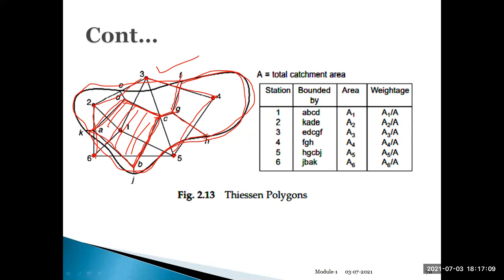This is a typical example of a Thiessen polygon, how it looks. You have polygons, say like 1, 2, 3, which represent your stations, and A, B, C, D, like those, represent the triangles which form the polygons. A1 to A6 are the areas of the polygons, and the weightage is A1 by A. So this is a typical example for the Thiessen polygon method.